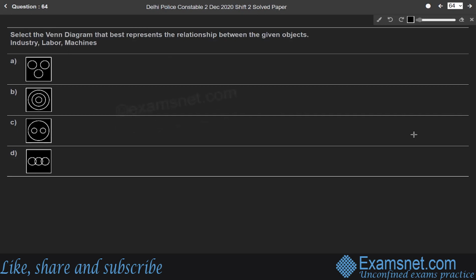Question 64. Select the Venn diagram that best represents the relationship between the given objects: industry, labor, machines. Right? So here, labor and machinery are required to work in the industry sector. Right? Therefore, option C. So this Venn diagram represents the given objects: industry, labor, machines.